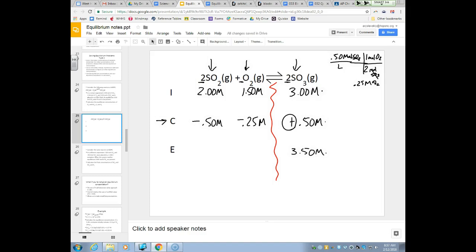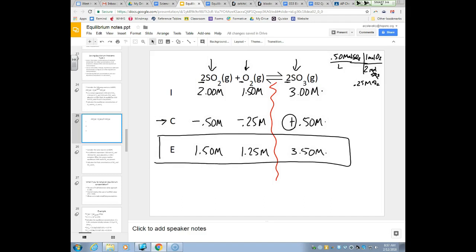It's very easy now to calculate my equilibrium. We're always going to add initial and change, so 2 minus 0.5 is 1.50 molar. And 1.5 minus 0.25 is 1.25 molar. Now I have my equilibrium concentrations for everything.